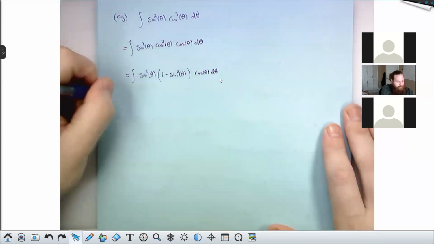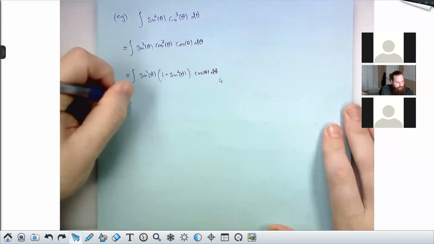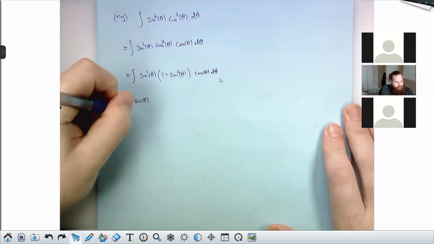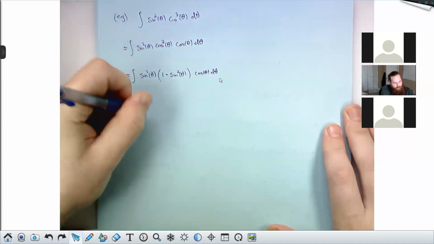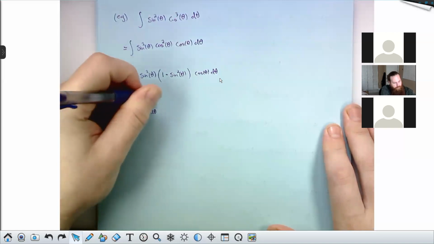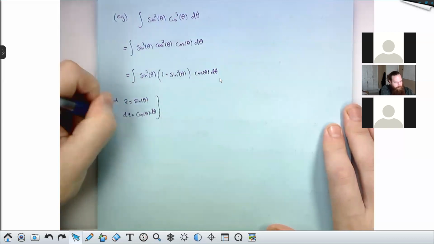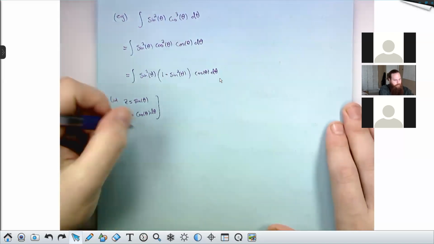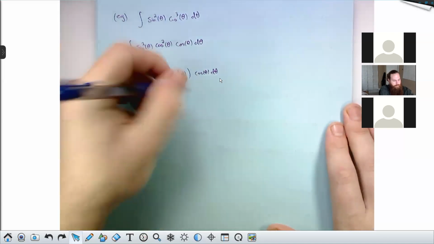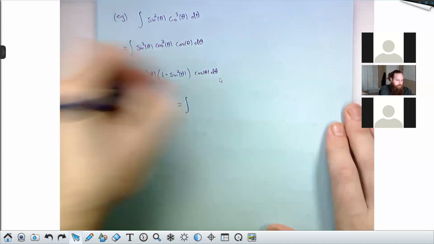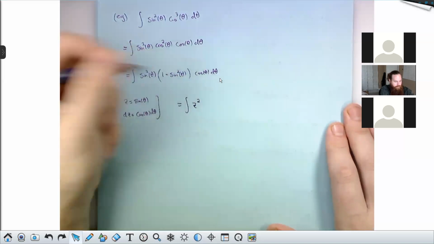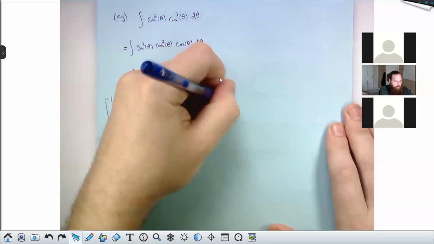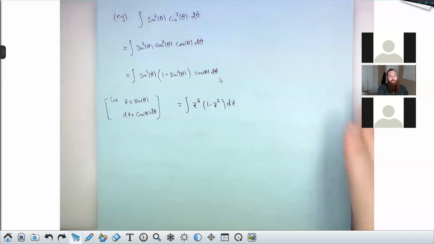So at this stage, I let z be sine theta, so that dz is cos theta d theta. That's my substitution. Under that substitution, my integral becomes the integral of z squared times 1 minus z squared times dz. Isn't that nice?